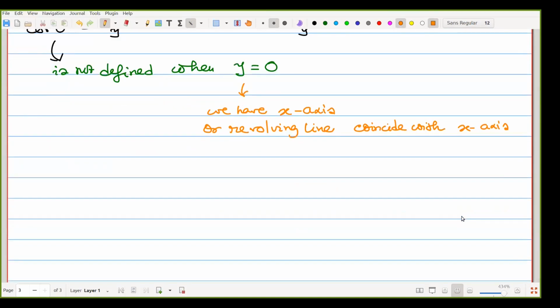So once again, check the condition. We have a coordinate system X, X dash, Y, Y dash.